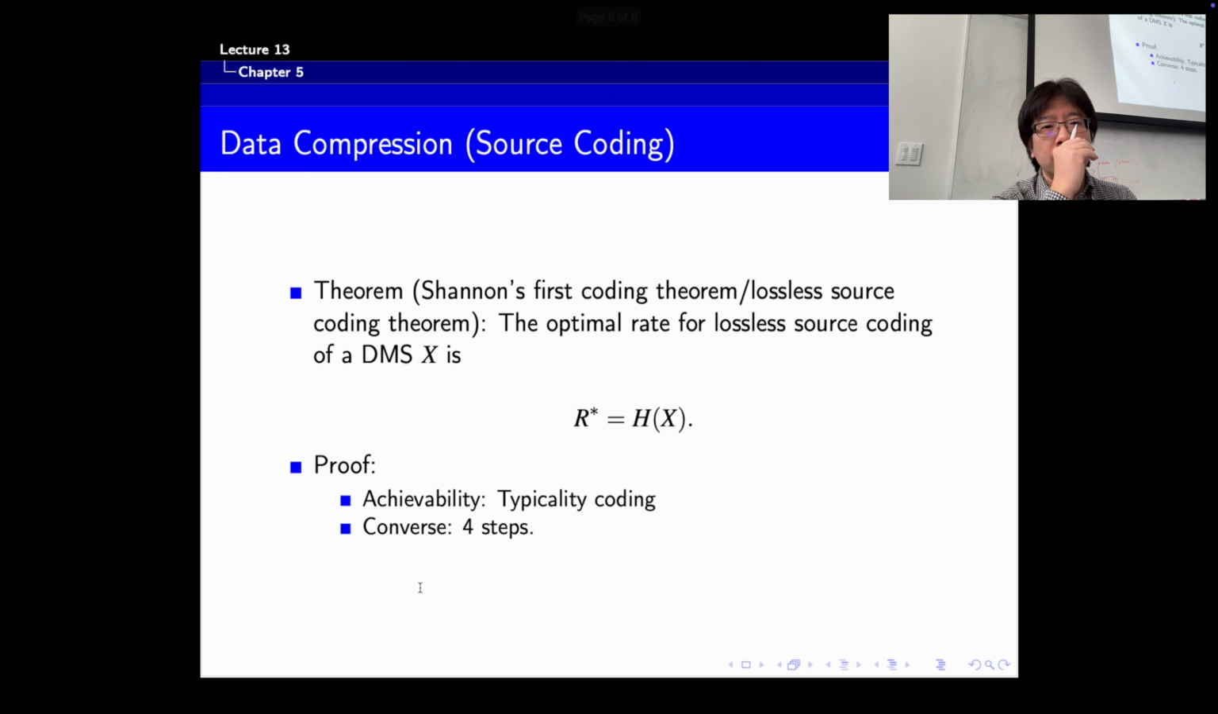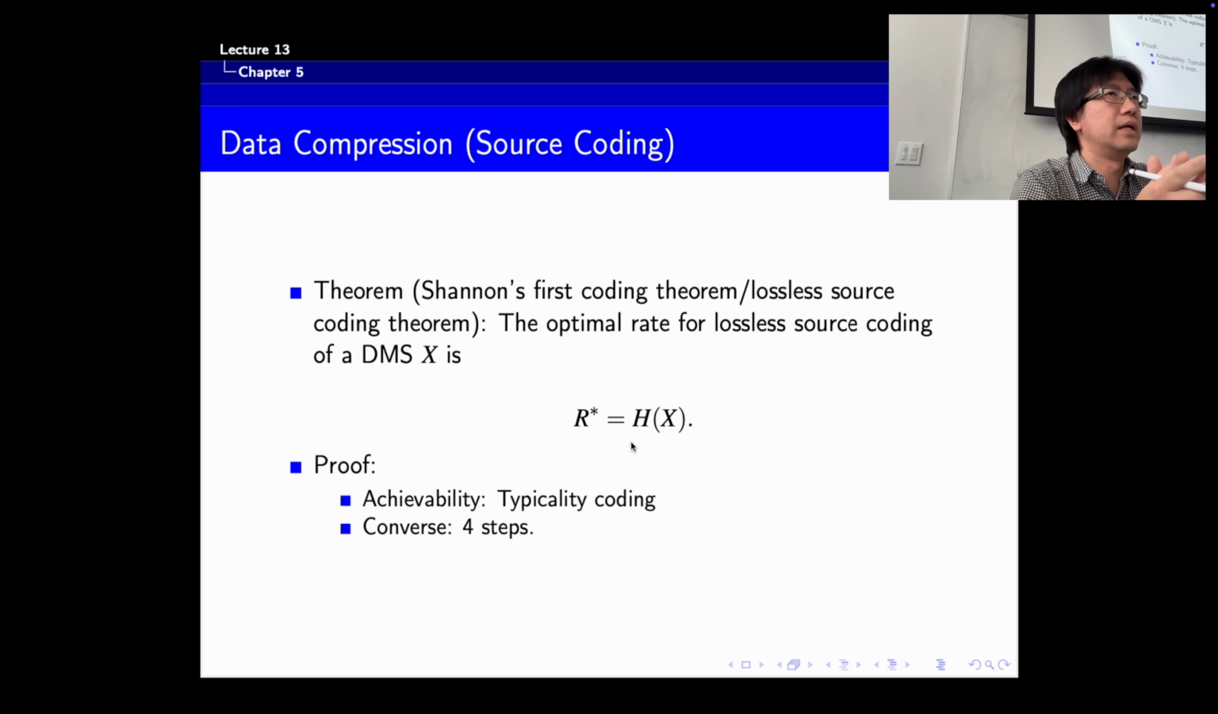This is Shannon's first coding theorem, or the lossless source coding theorem. This theorem tells you that for a DMS source, the R star will be given by the entropy. So it's very meaningful, because it tells you that the entropy is the minimum code rate you can expect. The meaning of that is, for every symbol of x, how many bits you need to encode it.